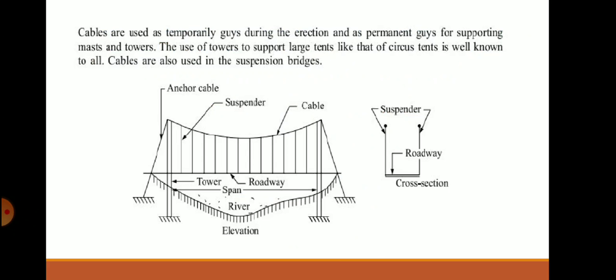Here in the figure you can see a cable suspended between two towers, and the cable is provided with suspenders, and those suspenders are connected to the roadway. So the roadway is connected through the suspenders to the cable. The cable is connected to the mast. The distance between the two towers is known as the span, and there is the height of the tower. And the cable is again connected through an anchor cable. So these are some of the basic components of cables.